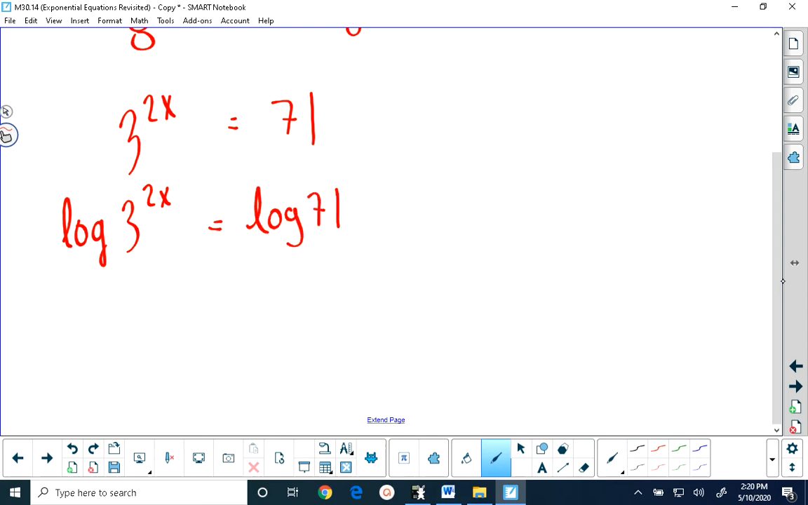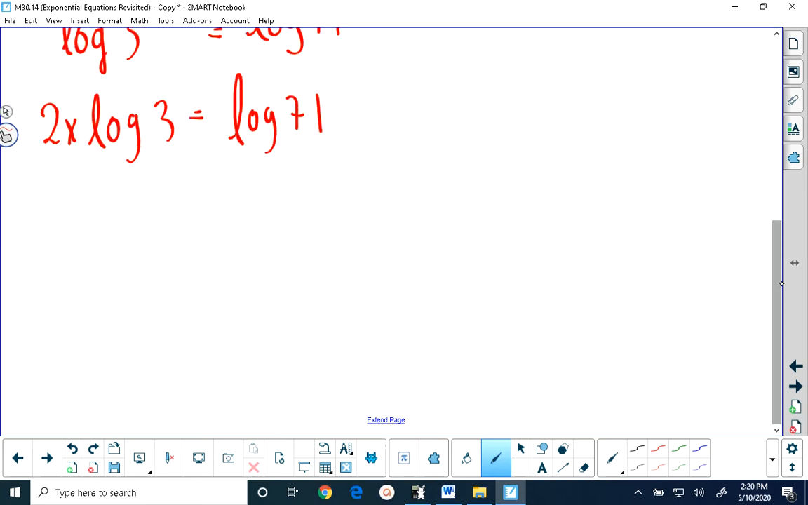That allows me to move this exponent of 2x in front. Now I want to get x by itself. I'm going to rewrite this whole left-hand side a little bit differently just to drive a point home. 2x log 3 means it's 2 multiplied by x multiplied by log of 3.